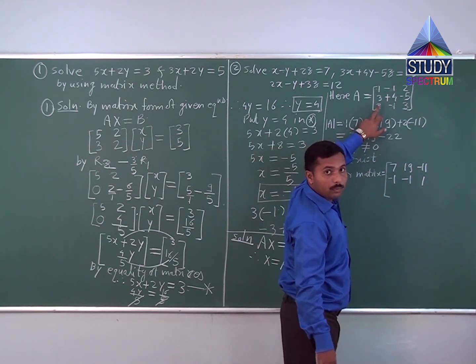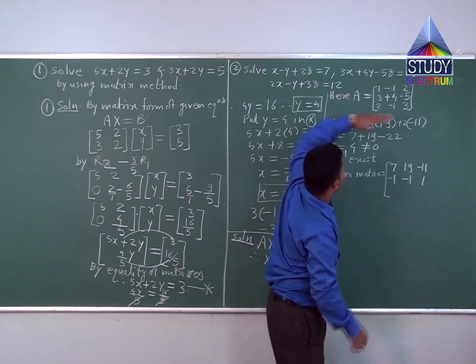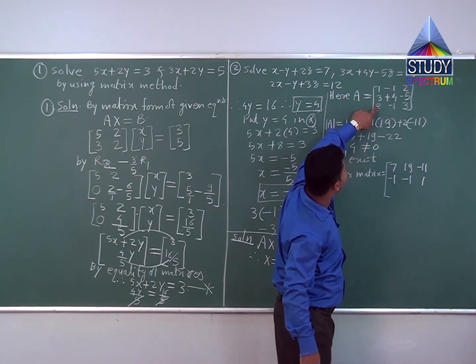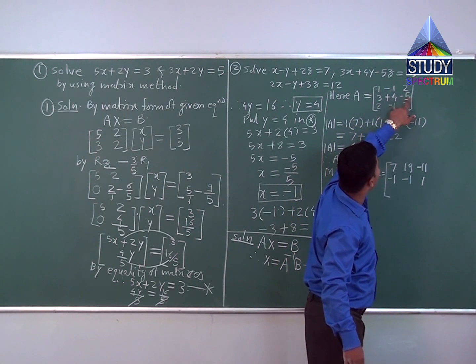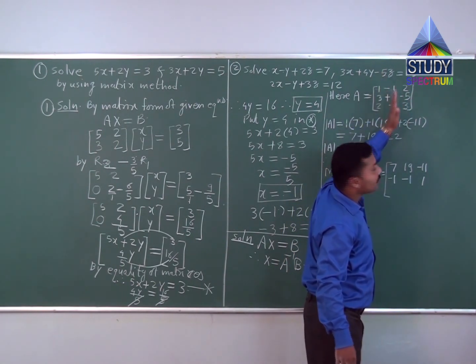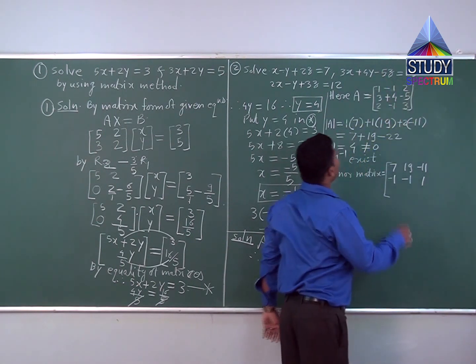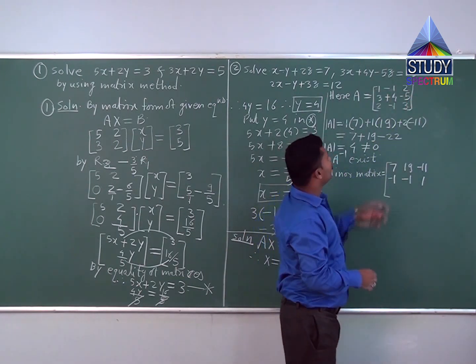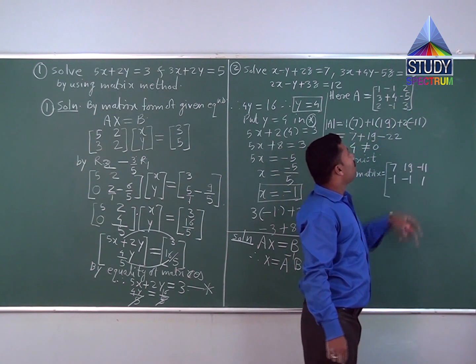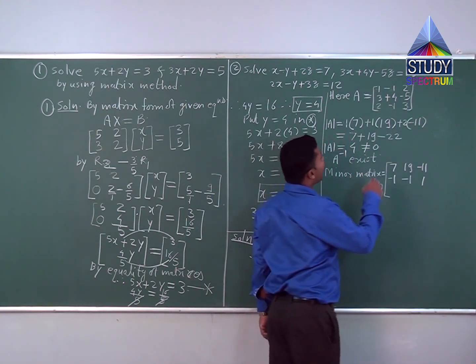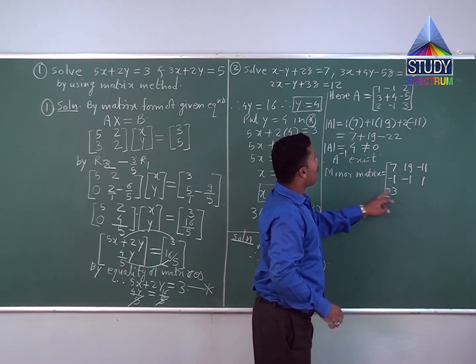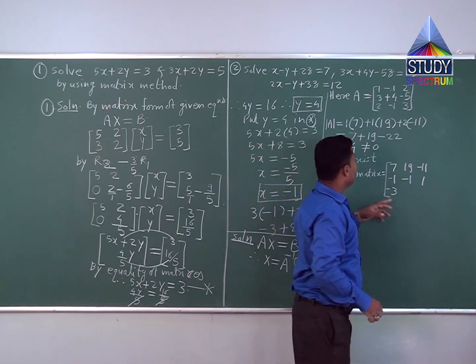We find the minor of 2. Row and column through this number 2 are deleted. Remaining numbers are minus 1, 2, 4, 5, minus 5. We take the determinant: minus 1 into minus 5 is plus 5, minus 4 into 2 is 8. So 5 minus 8 is minus 3.